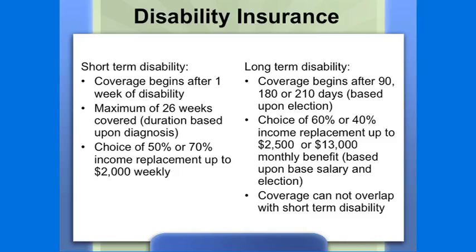Short-term disability insurance is available to you. It is not considered a core benefit, but certainly a valuable benefit to a lot of employees who really want to have a more immediate income replacement. The waiting period for short-term disability is 1 week of disability, and then short-term disability benefits will continue for up to 26 weeks provided you remain disabled for that entire time. And you have your choice of either a 50% or a 70% income replacement policy capped at $2,000 weekly.